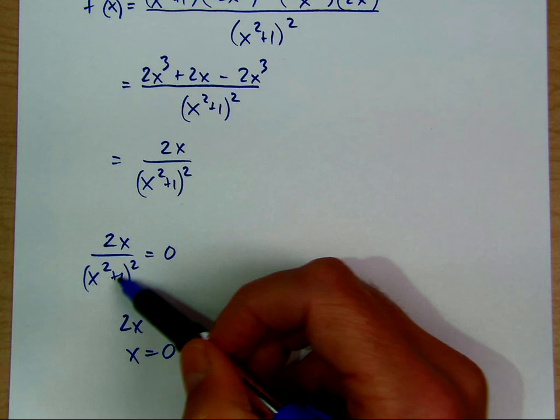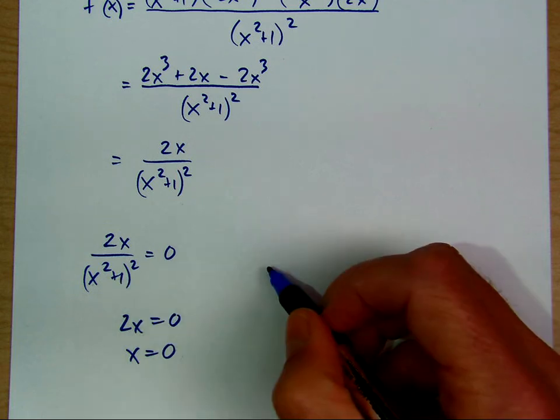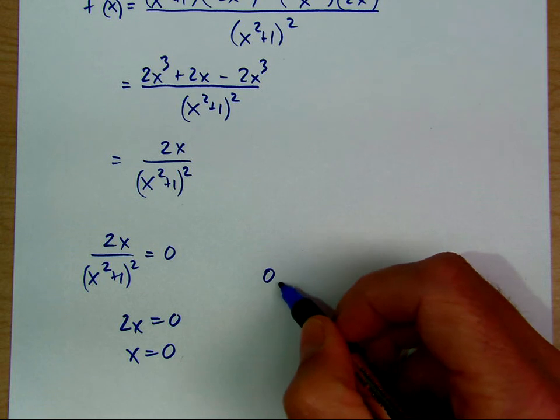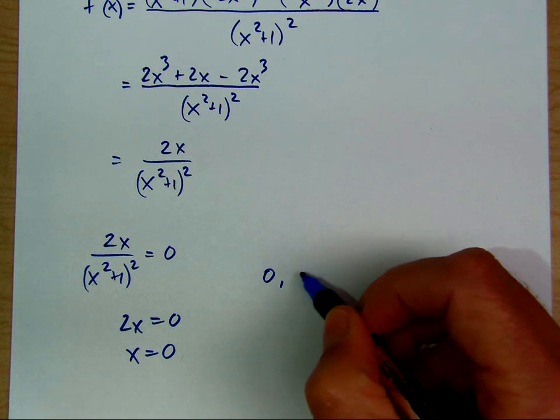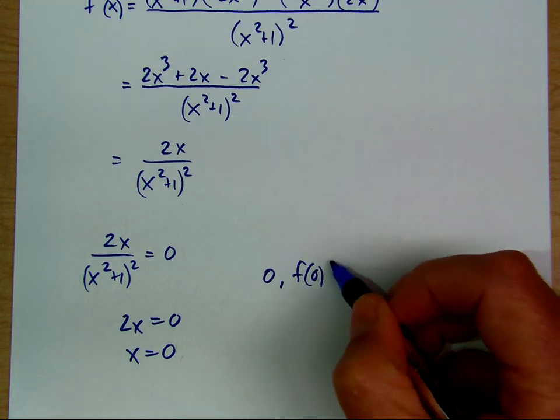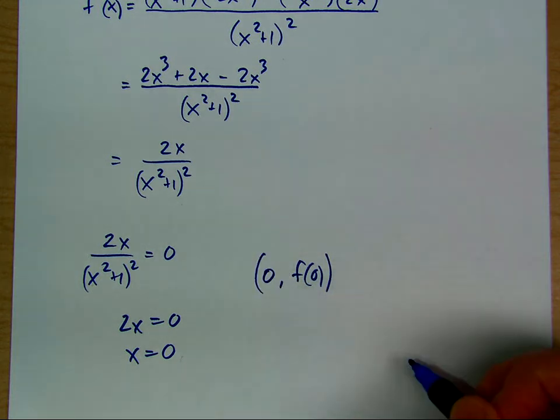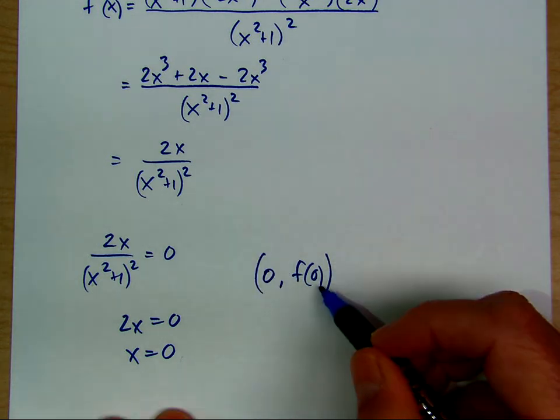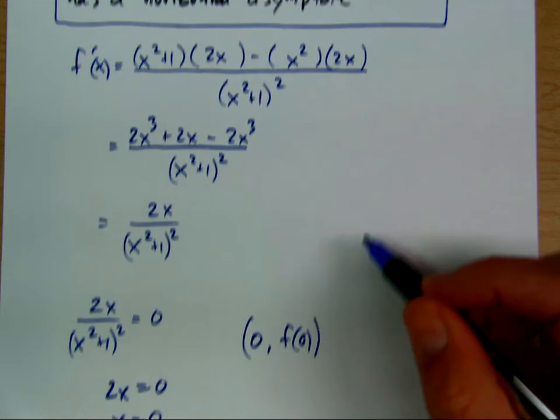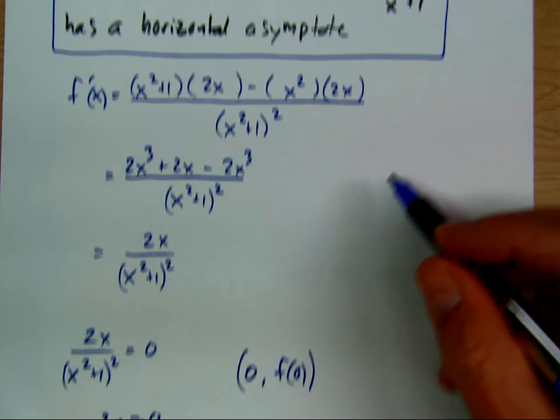And then we just have to find the point, and that's going to be the point when the tangent line is 0, or horizontal would be that. And so we just substitute a 0 into the function. We get 0 over 1, so the point is 0, 0.